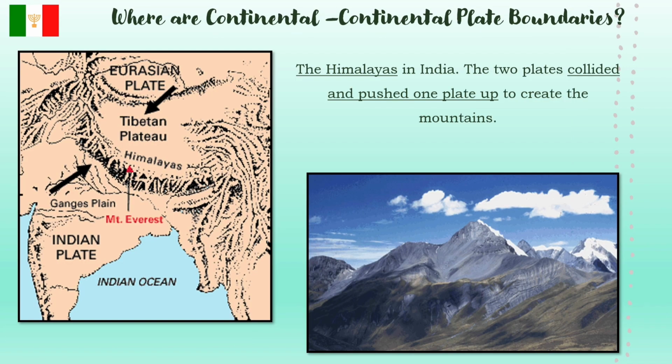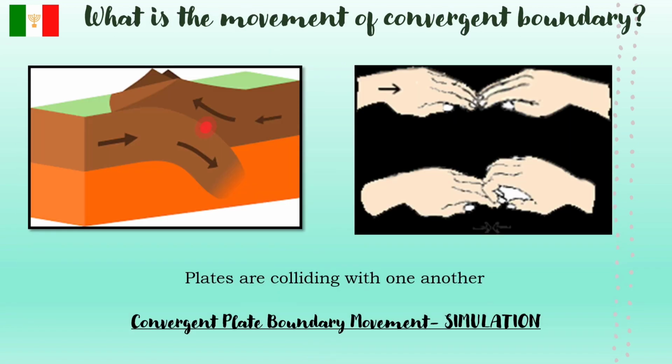So we have the Himalayas in India. The two plates collided and pushed one plate up to create the mountains. So what is the movement of convergent boundary? This is when two plates are colliding with one another. At ipapakita ko po sa inyo mga anak kung paano ang movement ng convergent boundary. Gamit ulit ang ating simulation app.